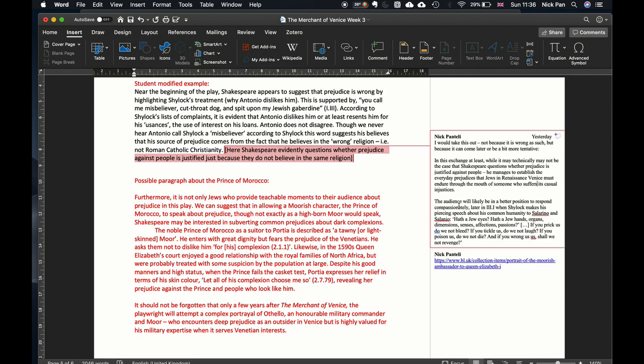So in Act 3, Scene 1, Shylock will make the speech about "Hath not a Jew eyes? Hath not a Jew hands, organs, dimensions, senses, affections, passions? If you prick us, do we not bleed? If you tickle us, do we not laugh? If you poison us, do we not die? And if you wrong us, shall we not revenge?" I think that's a key aspect of common humanity.